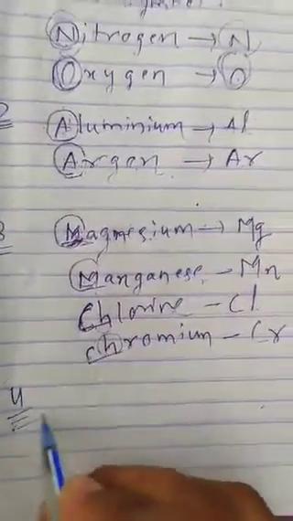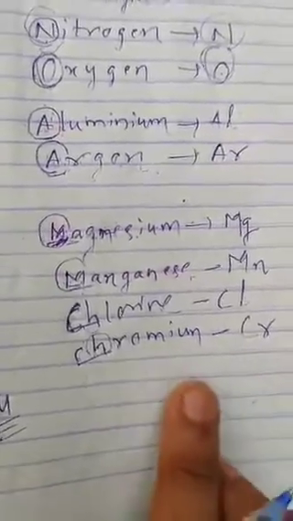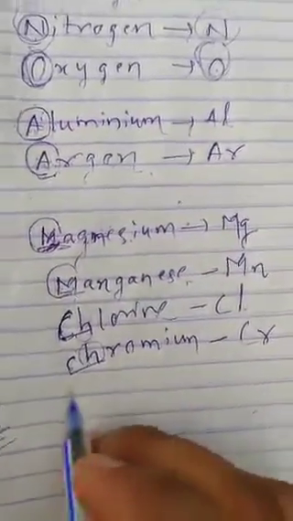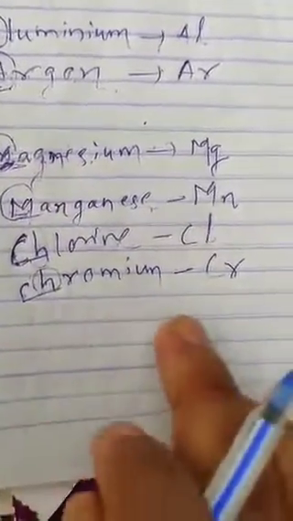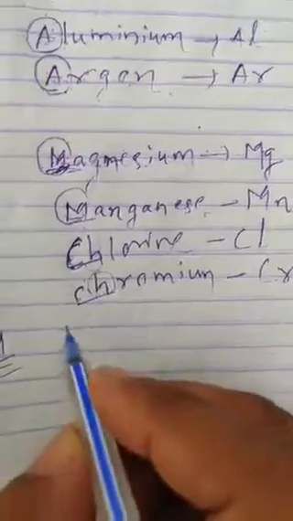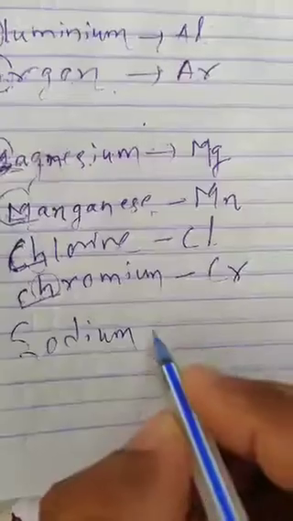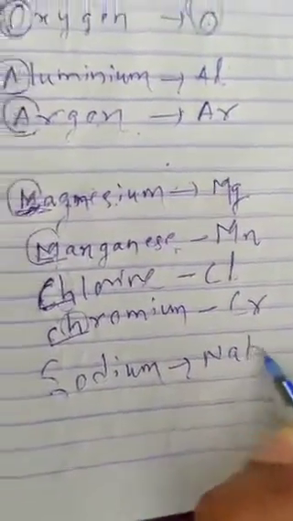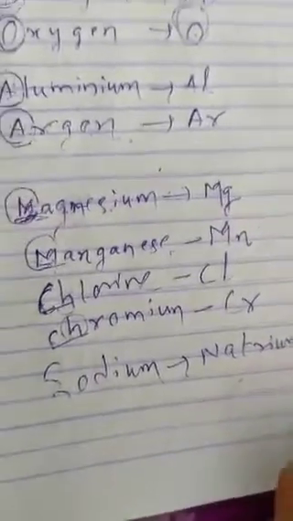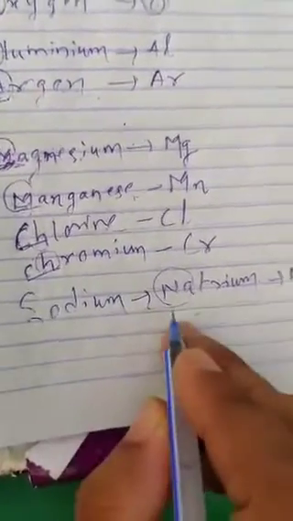Rule number 4 is that some symbols are based on the old name or Latin name of the element. That is, some elements use the Latin name for their symbol. Examples: I am giving you sodium. Sodium, the Latin name is natrium. You have to remember this Latin name. So you are using Na. Na is the symbol for sodium.